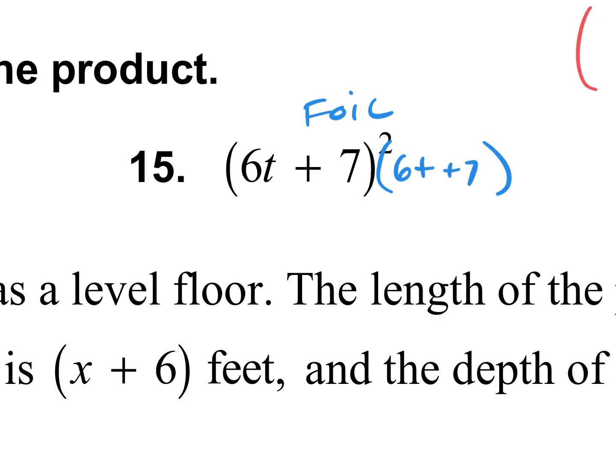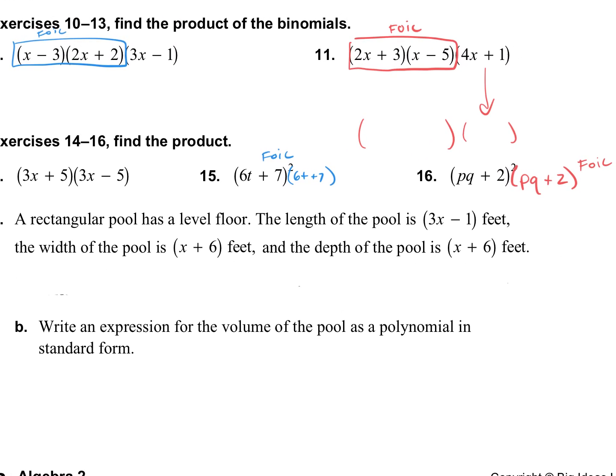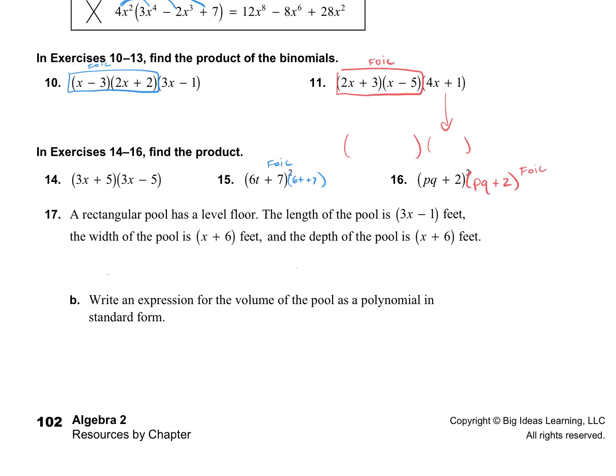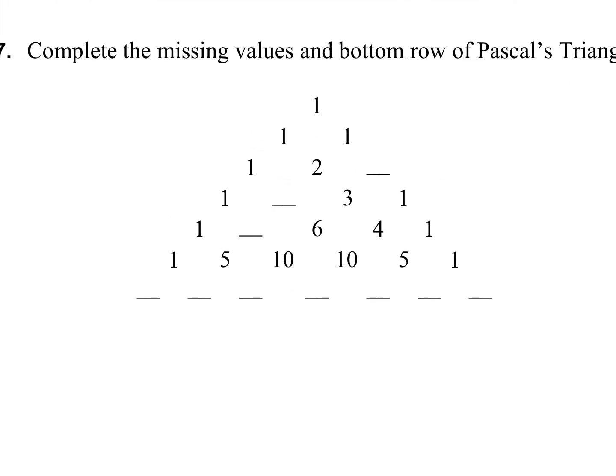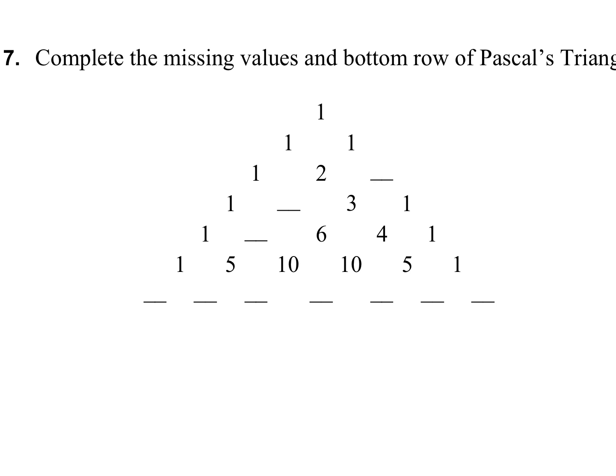All right, let's go to the next page so we can practice our Pascal's triangle. On the next page, we have 2 Pascal's triangle questions. And then it also says complete the missing values and bottom row of Pascal's triangle. So let's look at 7 on the bottom. In that first blank in row 2, what's going to go in that spot all the way on the right? 1. Awesome. Pascal's triangle always starts with 1 and ends with 1.